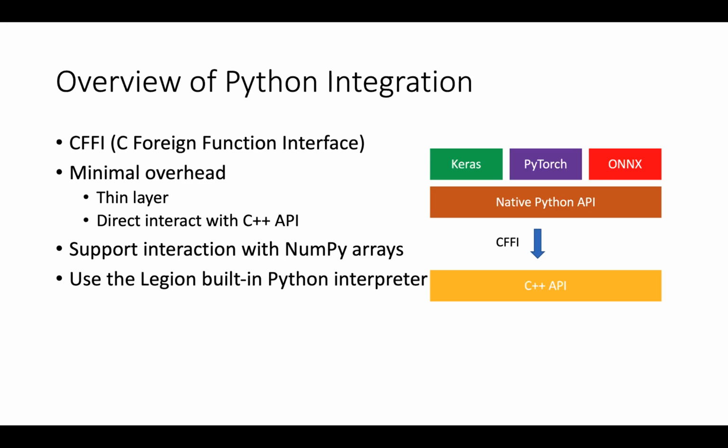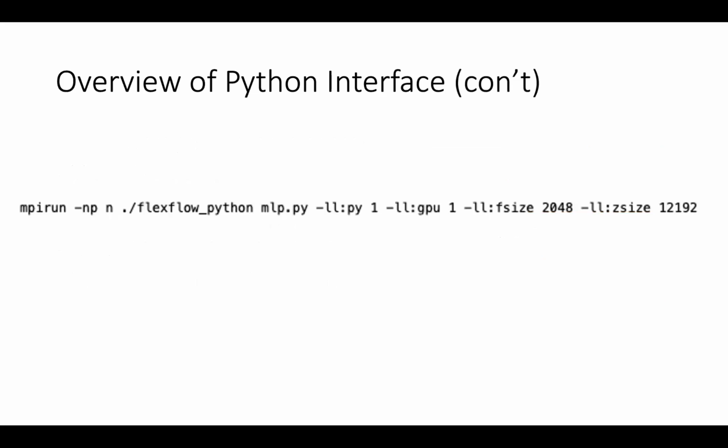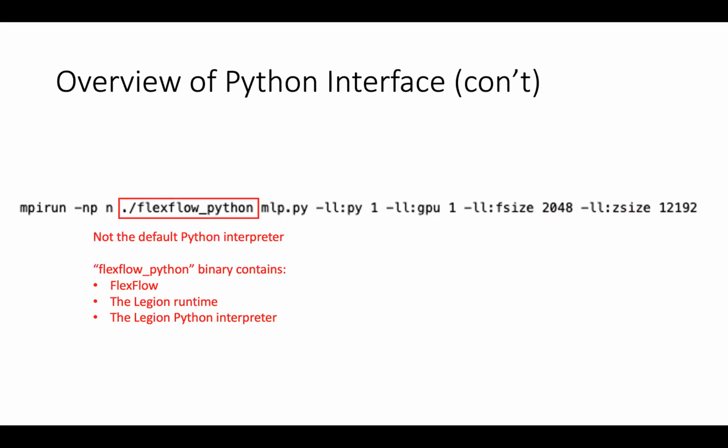Different from Keras and PyTorch, we do not use the native Python interpreter. Instead, we use the Python interpreter provided by Legion. Let me show you an example to explain what this means. So this is the command line for running a FlexFlow Python program. And in this red rectangle, we are not using the Python binary. Instead, we are using a binary called FlexFlow Python. It is a Python binary together with FlexFlow and Legion runtime.